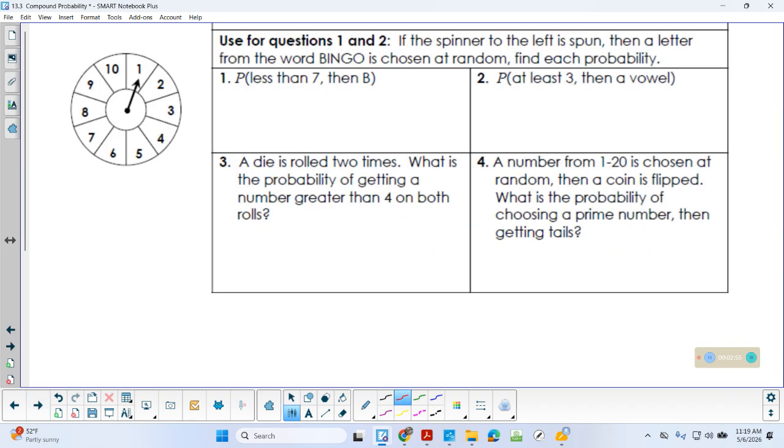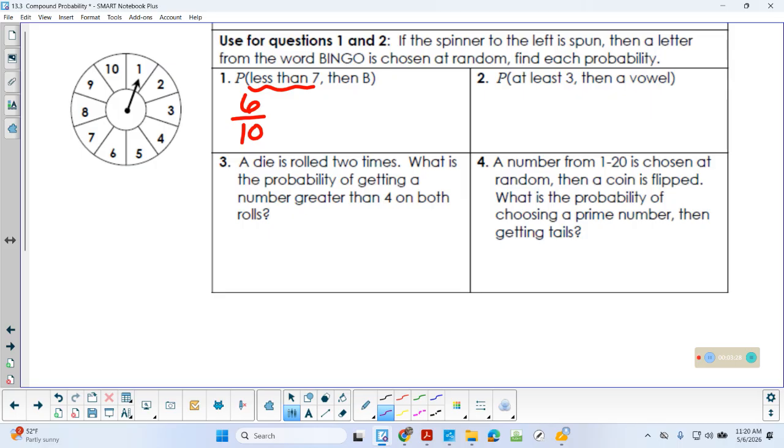So here you can take a look. We've got on the first 2 there, use your spinner. The spinner to the left is spun. A letter from the word bingo is chosen. I'm going to start with the spinner. First, easy question. You know I like to always do the total first. How many total numbers are there to land on the spinner? 10. Now, we're just going to count the favorable outcomes. How many of those numbers are less than 7? 6, because does 7 count? No. I had some people counting that in situations like that. You know that doesn't count, so I'm going to leave it 6.